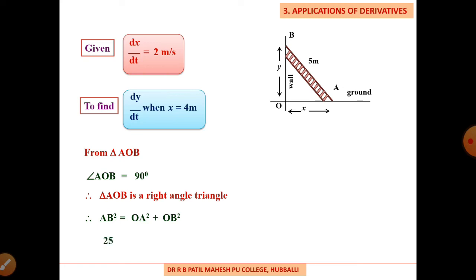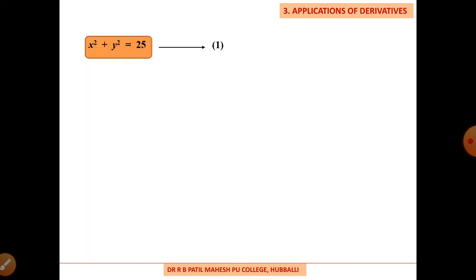Now here AB is given, that is 5 meter. So AB square means we will get 25. OA is equal to x, that is OA square is x square. OB is y, so OB square is y square. Now we get one equation, that is 25 is equal to x square plus y square. Call this equation number 1. Now differentiate this equation number 1 with respect to time t.